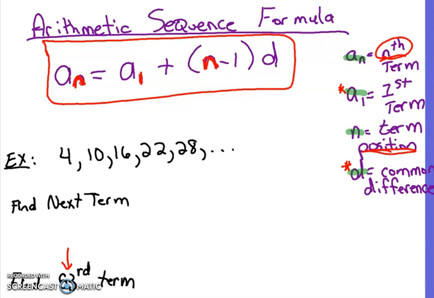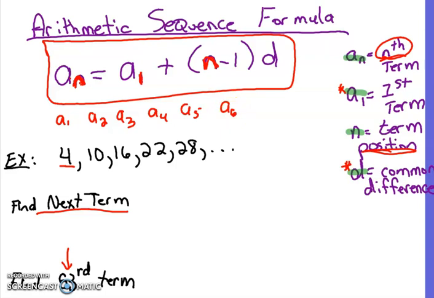So let's look at this example. So here we have 4, and notice that's my first term. So that's your A1 right there. This is your A2, your second term of the sequence, your A3, A sub 3, A sub 4, A sub 5. And then if I wanted to find the next term in the sequence, that means I'm trying to find A sub 6. I'm trying to find the next term. I'm trying to find the 6th term in the sequence.